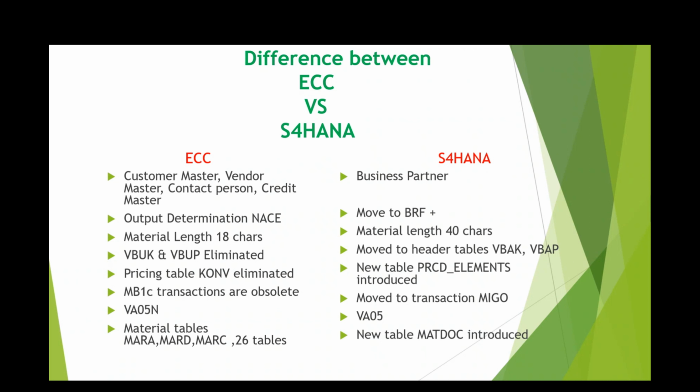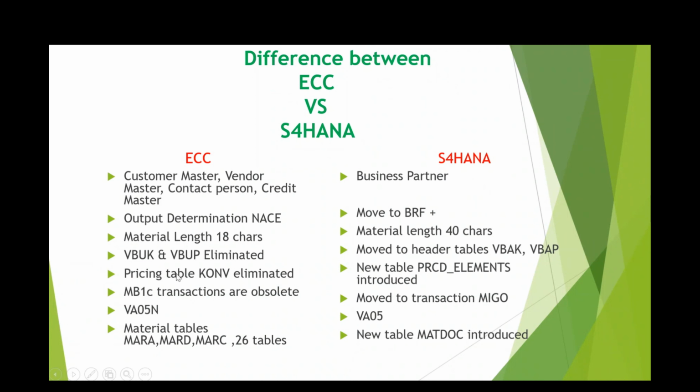In ECC, we use output determination with the help of the T code NACE. In SAP S4HANA, output determination moves to BRF plus. In ECC, the material length was 18 characters. In SAP S4HANA, the material length is 40 characters. So they have increased the material length from 18 characters to 40 characters.